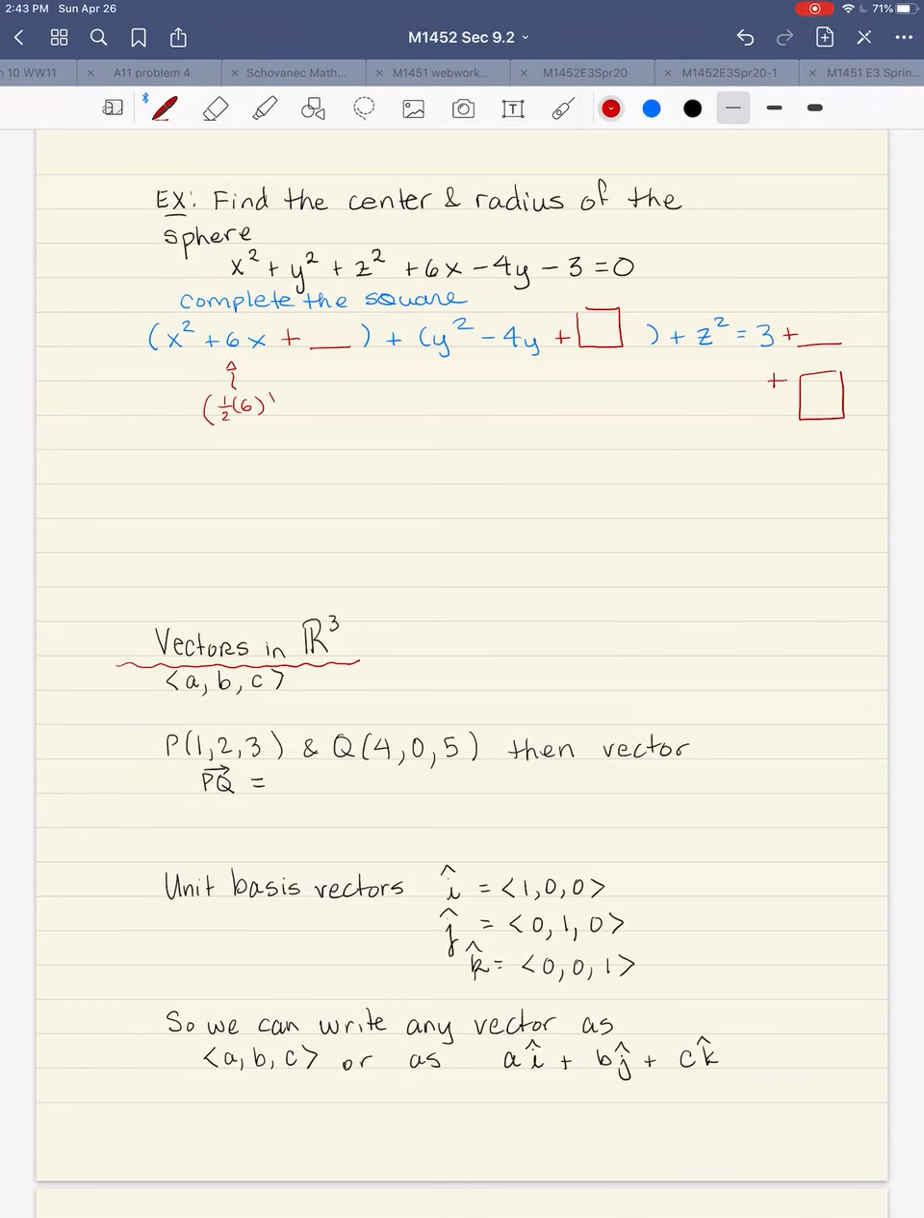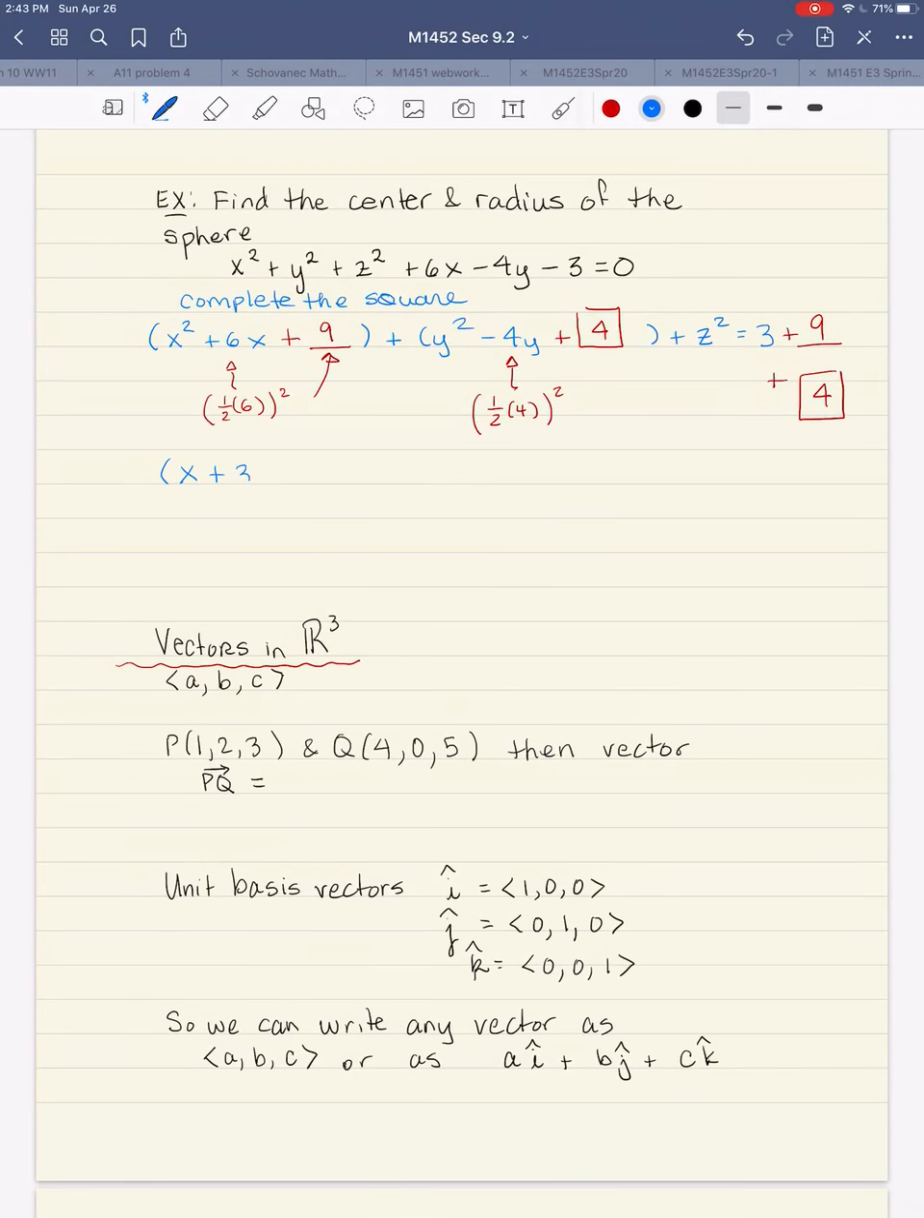Remember how we pick that number? We take 1/2 the middle number, squared, and it goes here. 1/2 of 6 is 3, 3 squared is 9. Do it again, we don't have to worry about the sign because we're squaring. 1/2 of 4 is 2, 2 squared is 4.